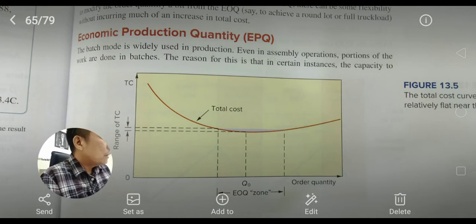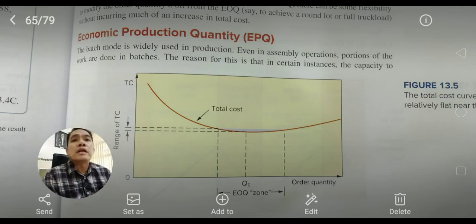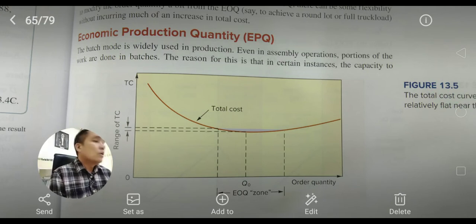Today, I will cover some of the extensions of the model. They are very similar models, very similar to EOQ. And today, as you can see in the board, it's called the economic production quantity. So, anong difference ng economic production quantity?